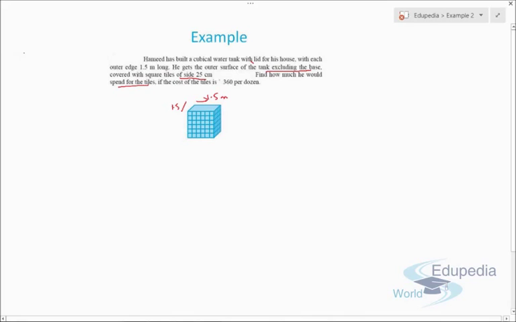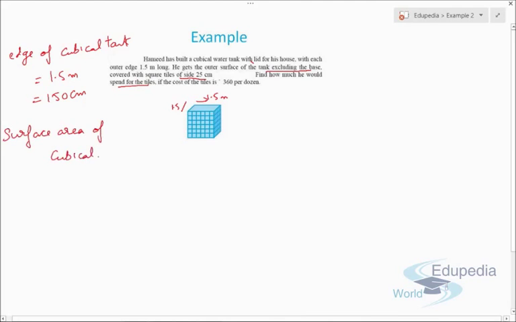So it's given that the edge of a cubical tank is 1.5 meter long, or it is 150 centimeter, right? So excluding the base, this means we need 5 parts out of 6 parts of a cube. So we can say that the surface area of the cubical tank will be 5 times 150 times 150. So how is this coming?